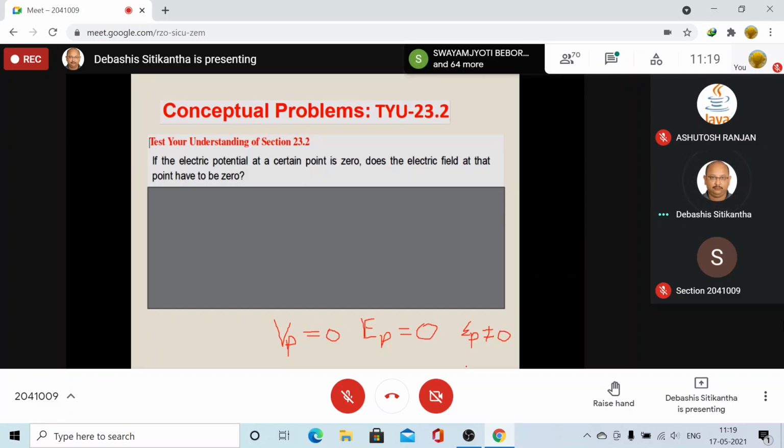When your potential at a certain point in the electric field is 0, is it always that the electric field at that particular point is also going to be 0? Yes or no?